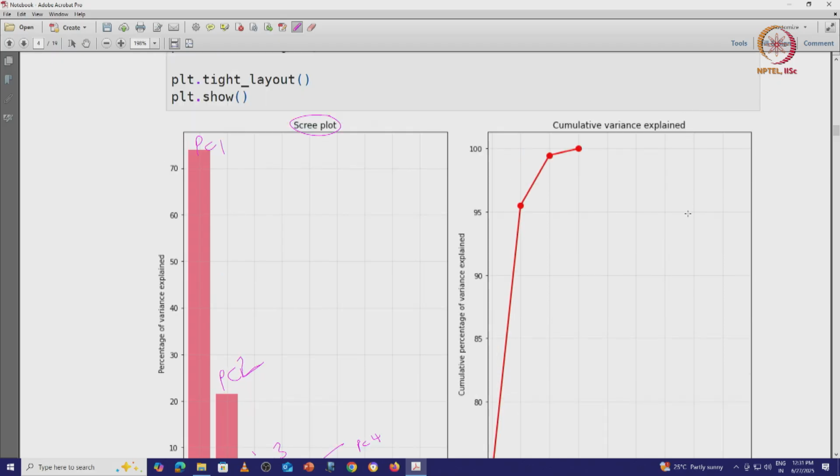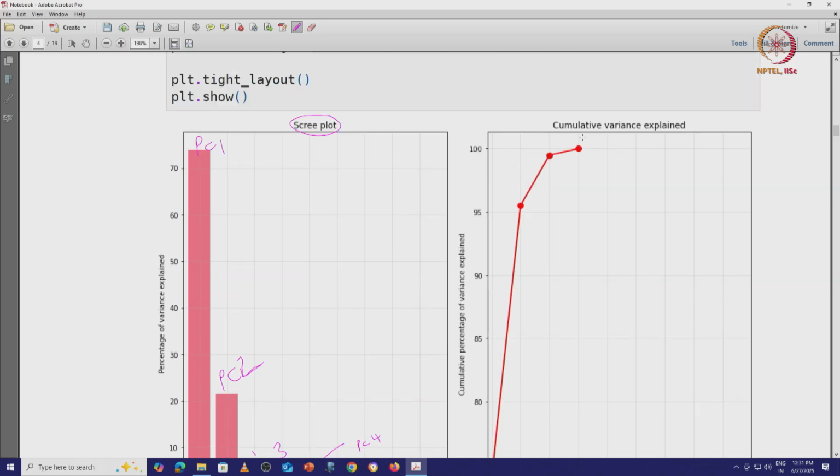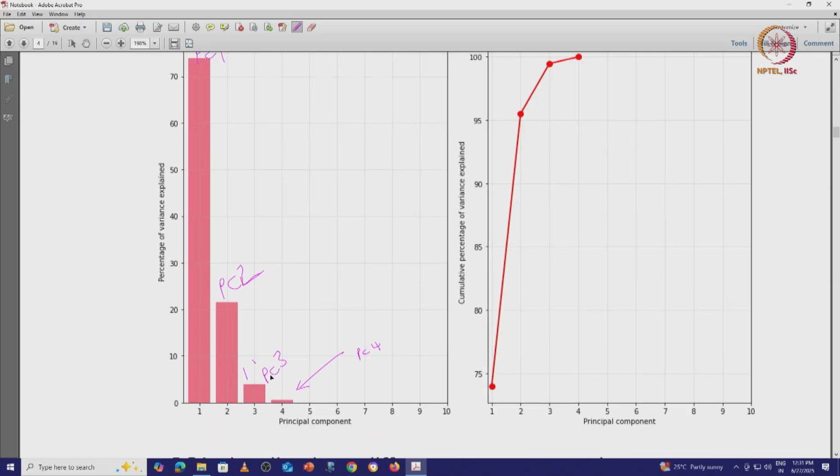And you can also look at what is happening in the cumulative variance explained. Obviously the cumulative variance is going to reach 100, right, when all the principal components have been exhausted, but then you can see that the first two principal components explain almost 96% of the variance, so the third and fourth principal components are not necessarily needed, and even in the Scree plot you can see that the percentage of variance explained has dropped considerably beyond the first two principal components.